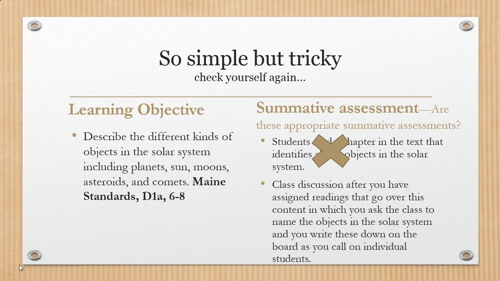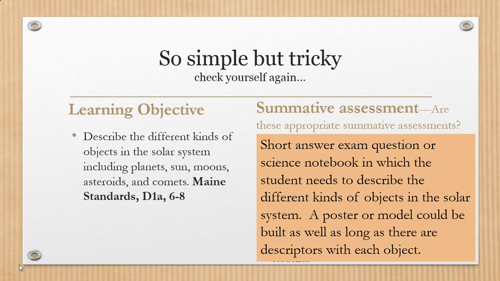Now the answer is, I hope you've thought about it. The answer is, again, no. First of all, they're just listing the objects in the solar system. They're not describing, but even if they did describe, if individual students described, you cannot say that each and every student has met this objective. Only a few students gave the answers as you wrote them on the board. A summative assessment must be conducted that covers all of the students.